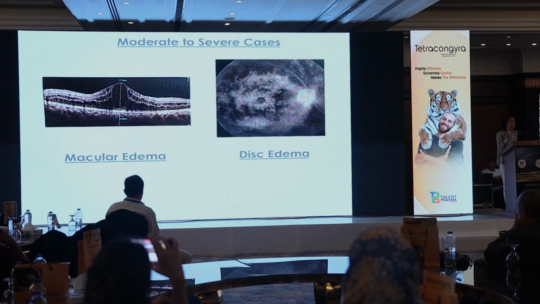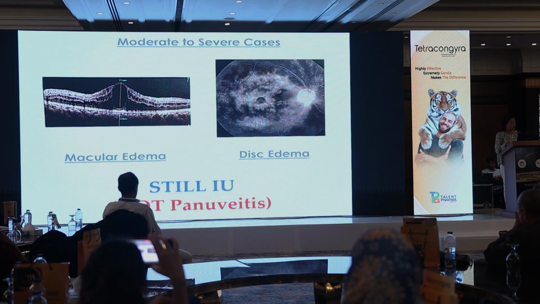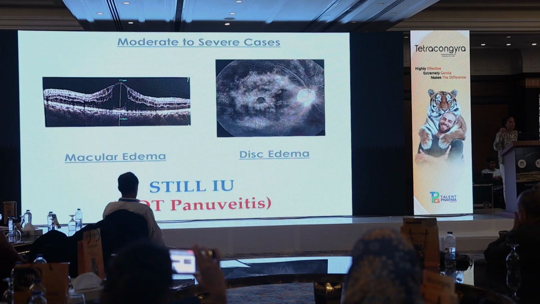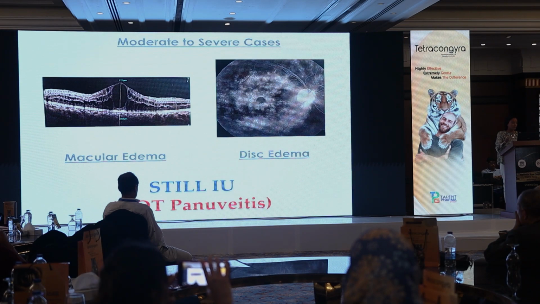But moderate to severe cases, they can have macular edema, and they can have a hot disc sign or a disc edema. We are still talking about an intermediate uveitis. Any form of severe uveitis can have macular edema or a disc edema, which can show a hot disc sign on fluorescein. This is not a panuveitis.